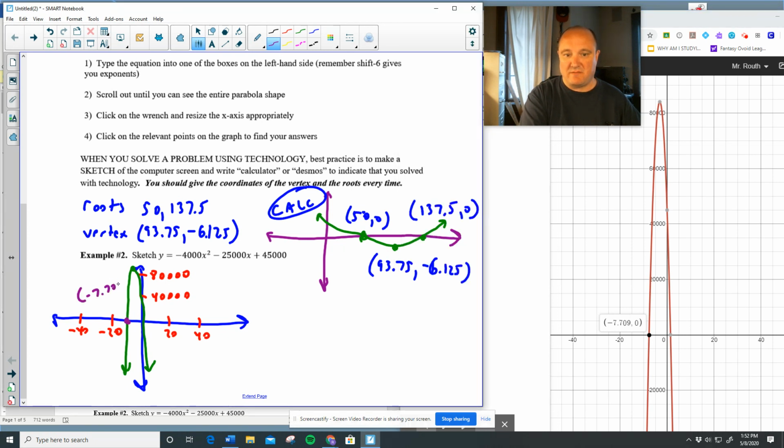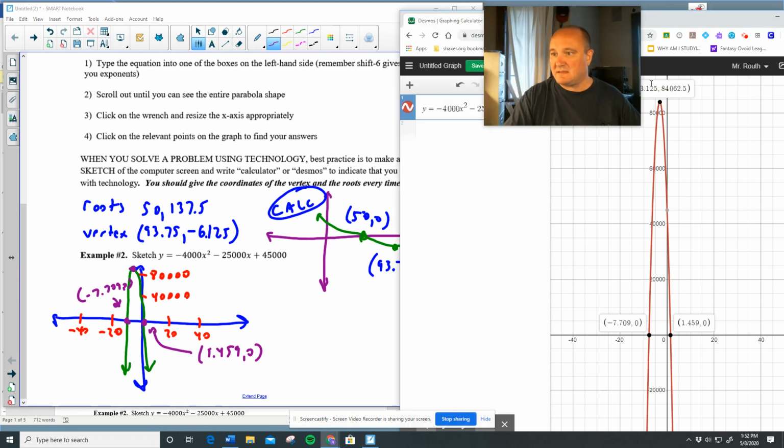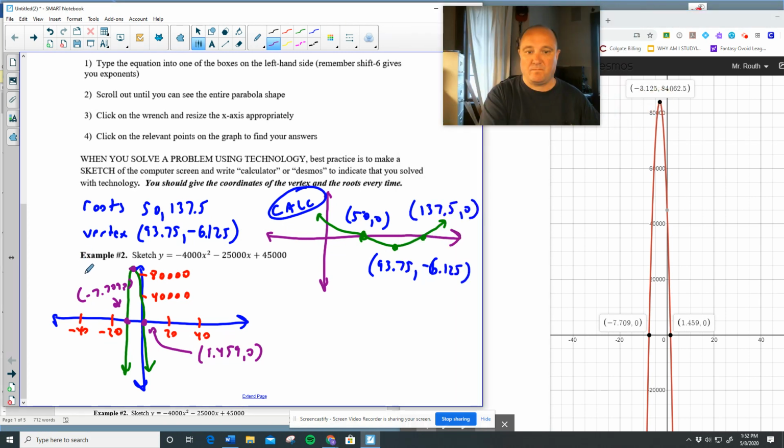negative 7.709, 0. And my other root, you can use arrows or other devices to help yourself label. That's 1.459, 0. And then finally my vertex is at negative 3.125, negative 3 1/8, comma 84,062.5. Okay, and this might have benefited from a little arrow, but this is a reasonable sketch. This gives me all the information I would be looking for.